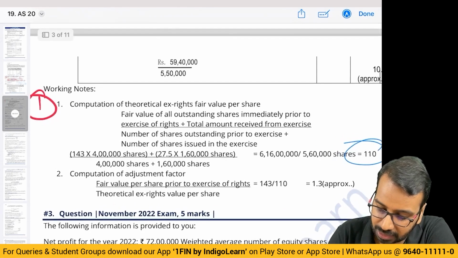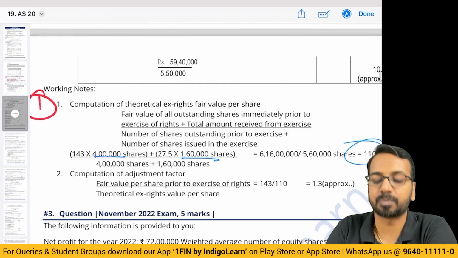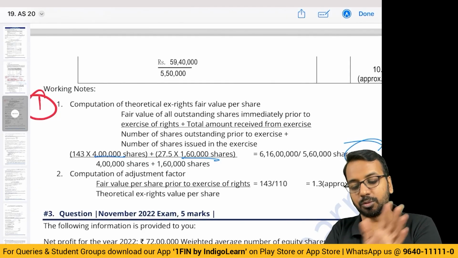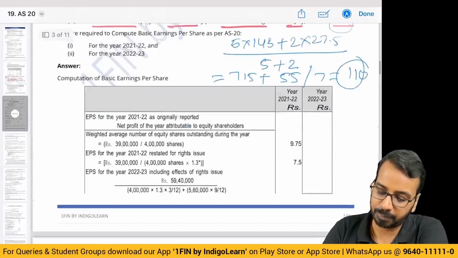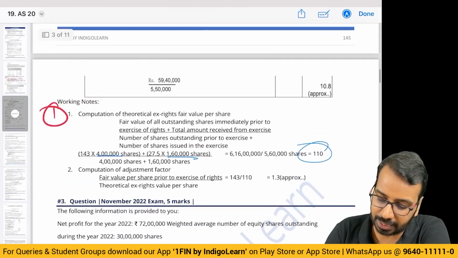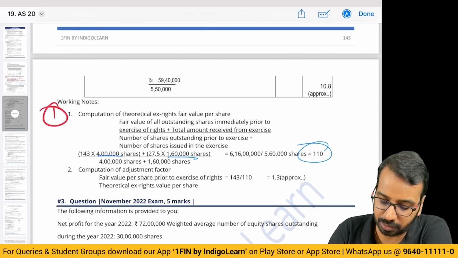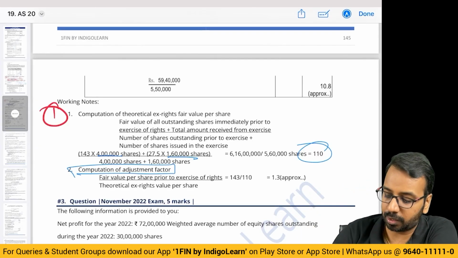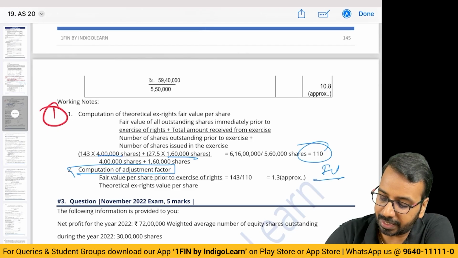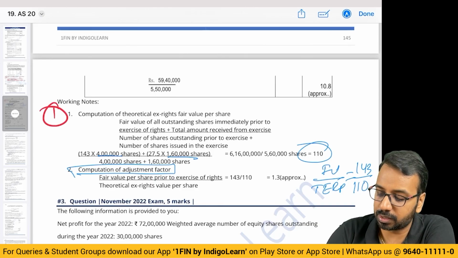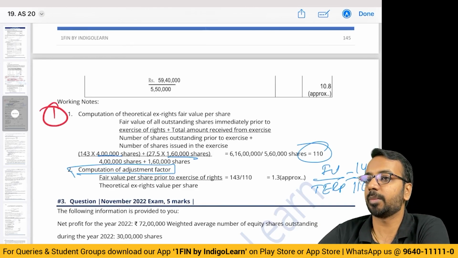Now here, what they have done is they have taken total number of shares. Can we take total number of shares and do? Of course you can do. You can take total number of shares and you can do that as well. Okay. So first step is done. Then the second calculation is the adjustment factor. As I told you, always greater than 1. So fair value divided by theoretical exercise price. What is the fair value? 143. Exercise price 110. 143 divided by 110.